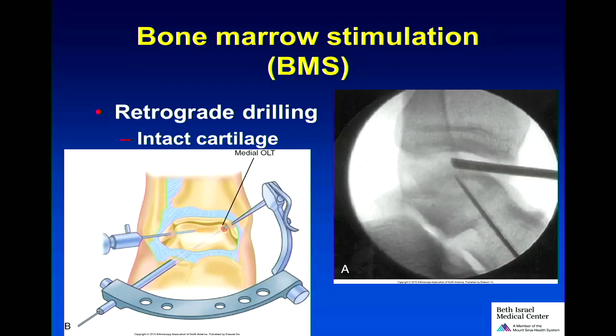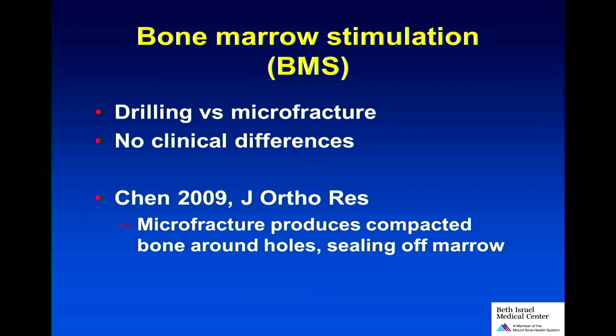A little different entity, which in my experience is pretty uncommon, is when the cartilage is intact. This is the type 5 lesion, which is a cystic lesion with an intact cartilage cap. These can be approached through a retrograde approach through the talus with this microvector guide and bone grafting.